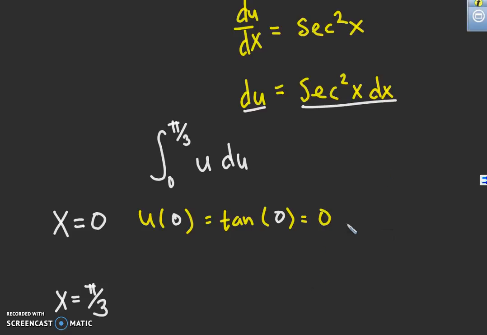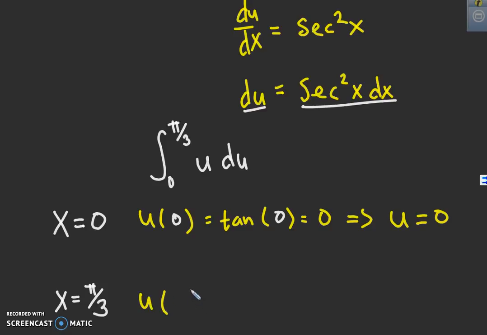So this implies that my x equals 0 stays 0. So my lower limit of x equals 0 stays 0 for u equals 0. Okay, we have to do the same thing, but now with the upper limit of pi over 3.